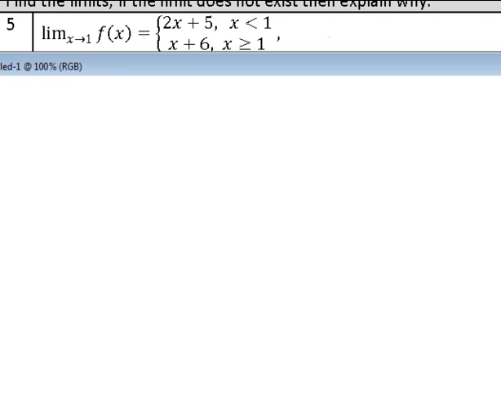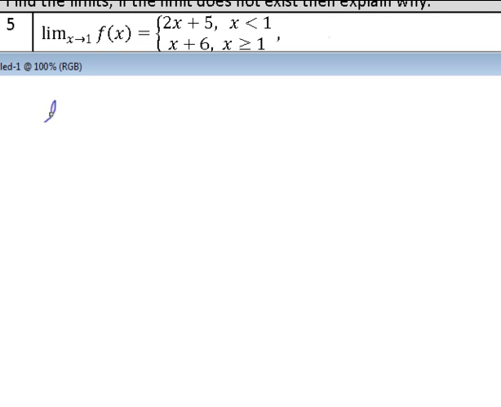In number 5, we want to find the limit, and if it doesn't exist, we want to explain why. Okay, so here we're taking the limit as x goes to 1 of f of x, where f of x is this piecewise defined function that splits at x equal 1. Alright, so because it splits at x equal 1, and we're taking the limit as x goes to 1, we have to first take the limit from the left and then from the right. From the left we use the top expression, because that's x less than 1, and from the right we use this bottom expression, because that's x greater than or equal to 1.